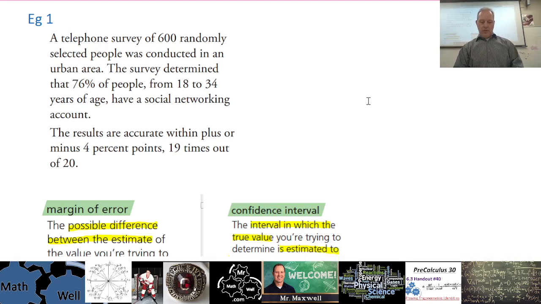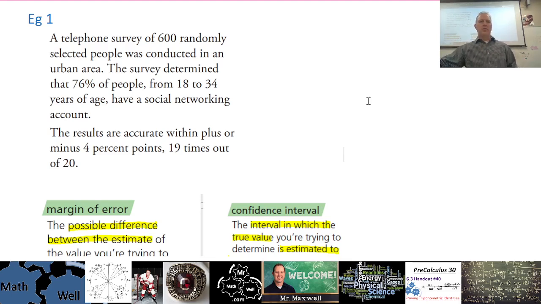So if you read through example 1 with me here, this is in your textbook. You can follow along. It says a telephone survey of 600 randomly selected people was conducted in an urban area, a city area. The survey determined that 76% of people from 18 to 34 years of age have a social networking account. The results are accurate within plus or minus 4 percent points 19 times out of 20. So you probably don't read a whole lot of statistics, but if you were to see this on the news or online on some kind of statement, you should know what this means, and that's what we're studying today.